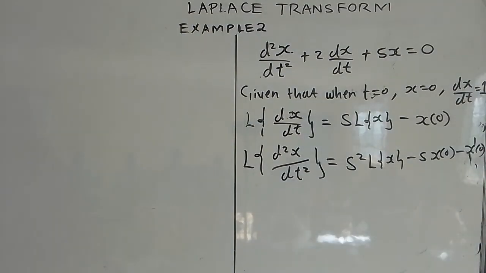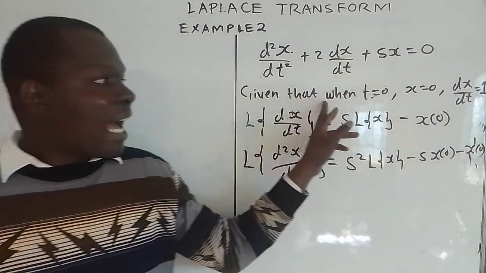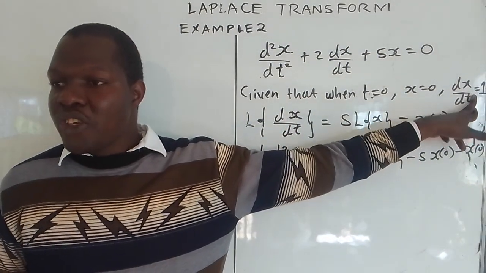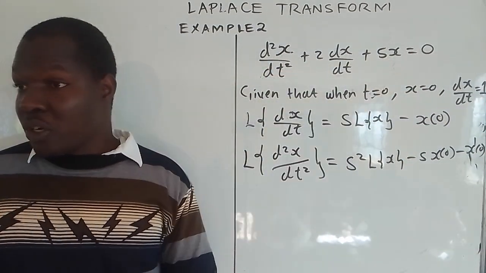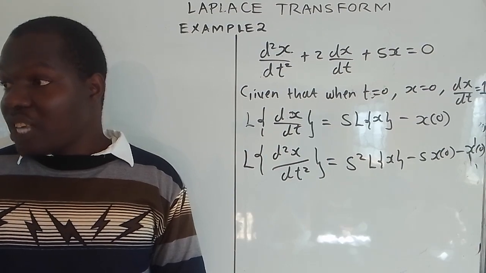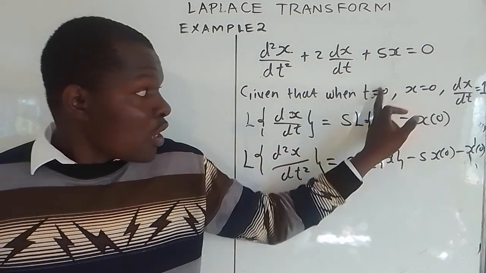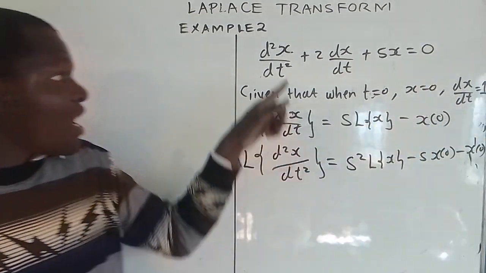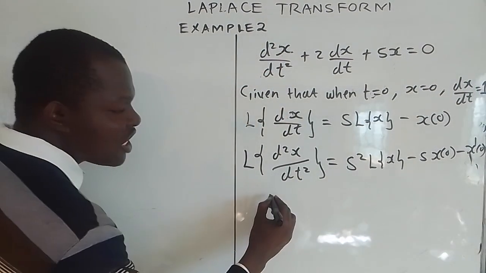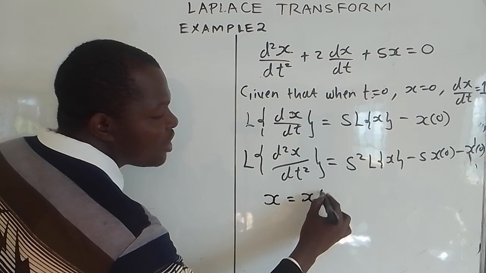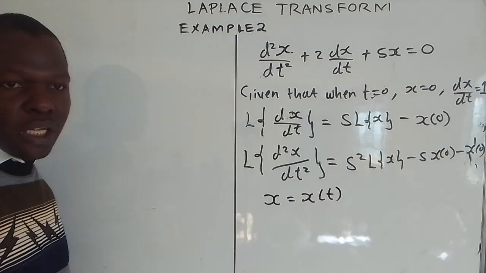Now after that, you come and exploit the boundary conditions, then you substitute them here. We have not started solving the question; we are still substituting. We are differentiating x with respect to t. So if you are differentiating x with respect to t, it means x is a function of t. Are we together?